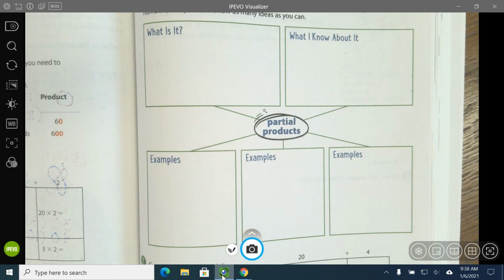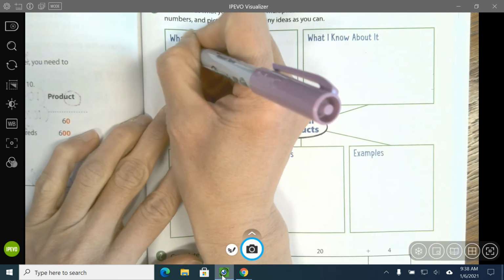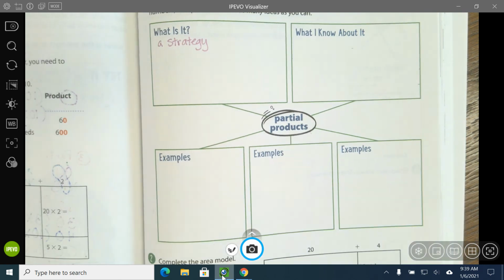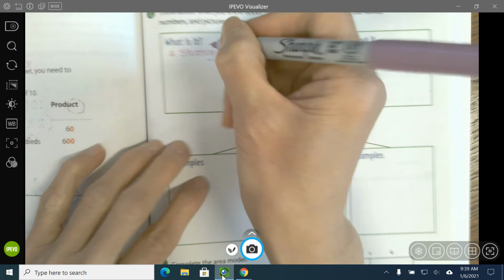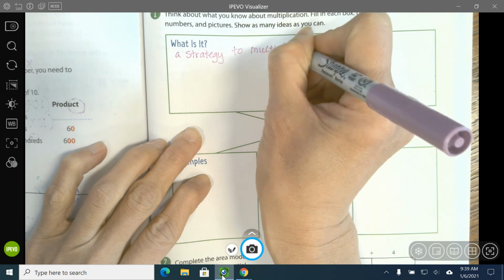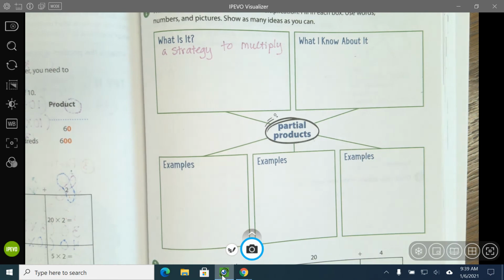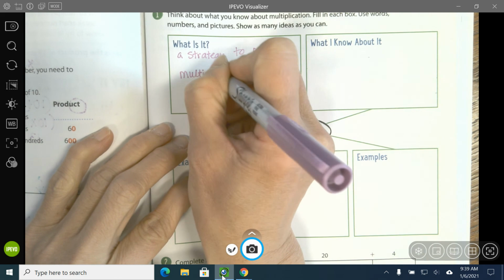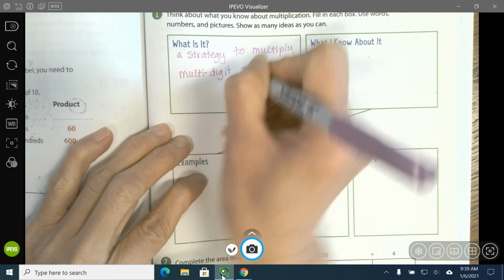All right, so today I'm on page 255 and I am on the concept of partial product. What is partial product? What is it? It is a strategy to multiply multi-digit numbers.